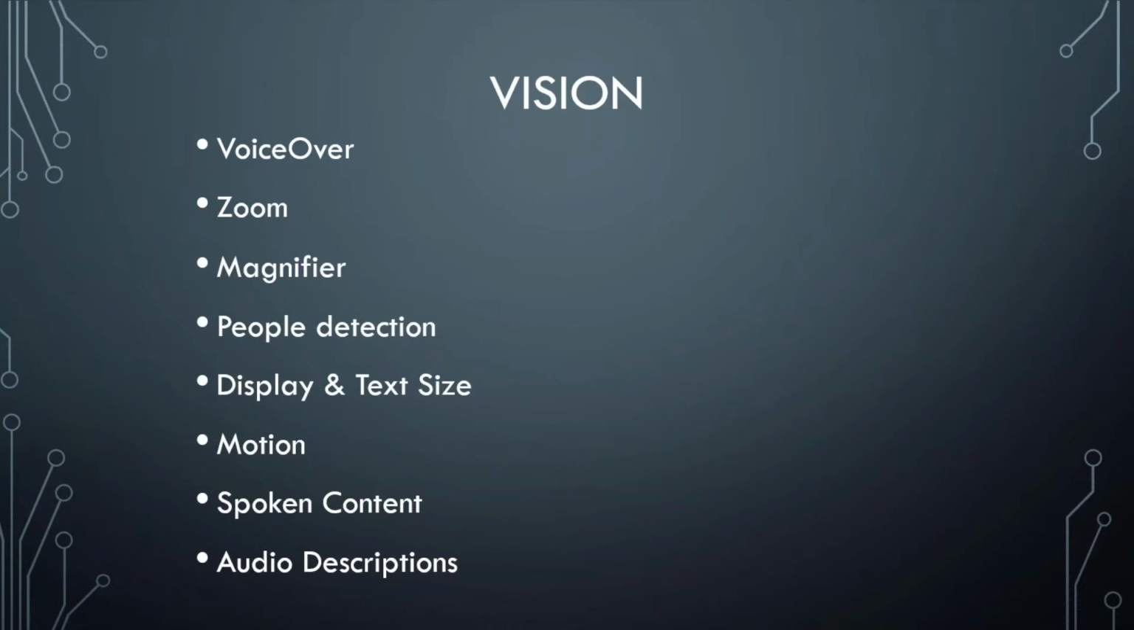Okay, so some of the vision options that you have with the iPhone and the iPad would be VoiceOver, which we're going to talk about. You have zoom options. You have a magnification option. You can turn your device into a magnifier. You have people detection, display and text size, motion, spoken content, and audio descriptions. So there's an array of different options that we're going to get into and talk about a little bit more.